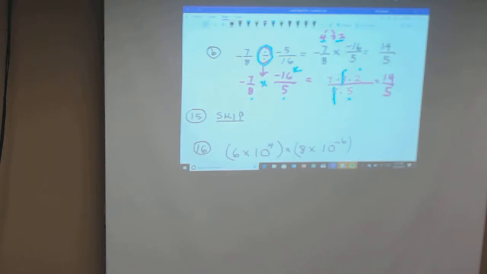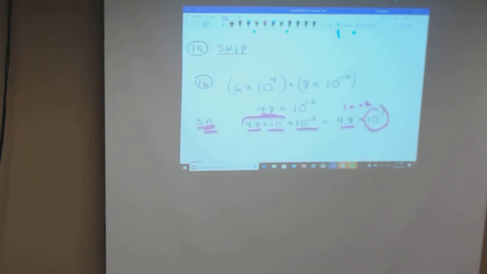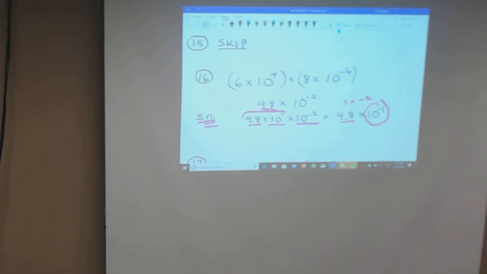Number 15, skip it. That's not on the test. Number 16, calculate means do this multiplication problem. So what's 6 times 8? That's easy, that's 48. What's 10 to the 4th times 10 to the negative 6? What do you do when you multiply exponential numbers? Add the exponents. 10 to the negative 2.